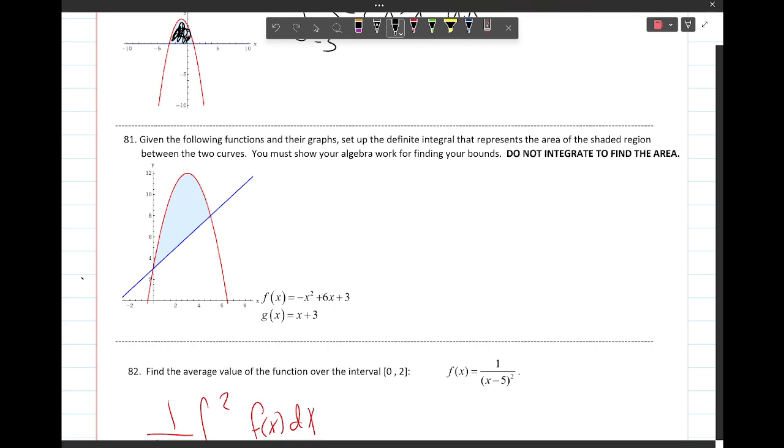Okay, so the first thing I want to do is say, how do we find our bounds? Well, the bounds are where these two lines intersect. So what that literally means is the y value of f of x and the y value of g of x are the same for a given x value. So we're going to set these two guys equal to each other because that's what that statement means. Okay, and then do a little work.